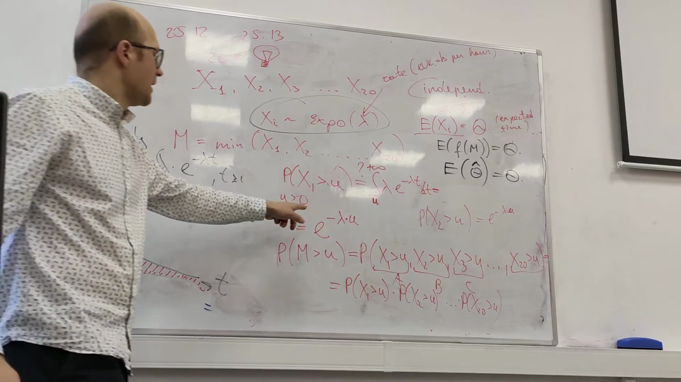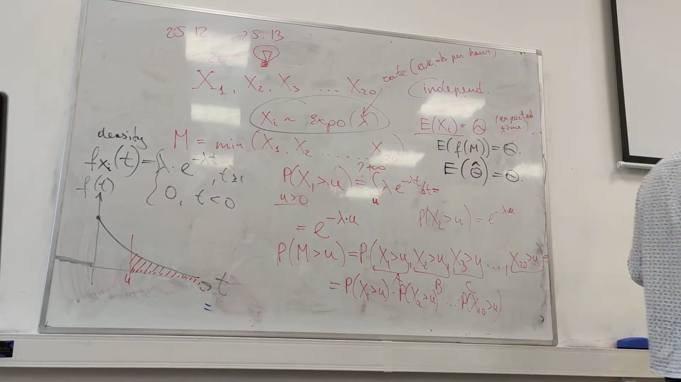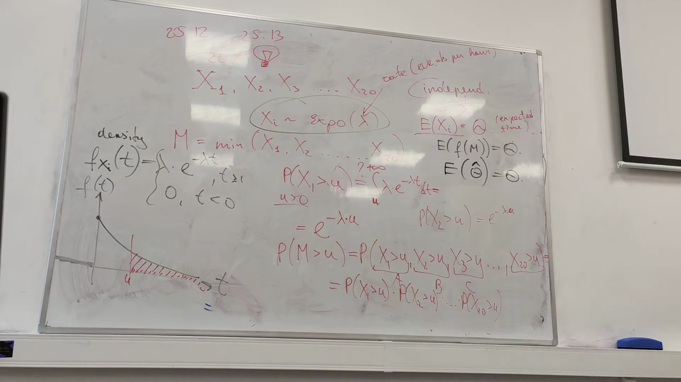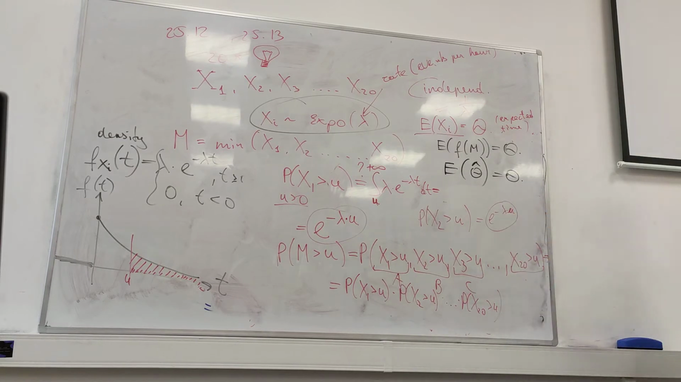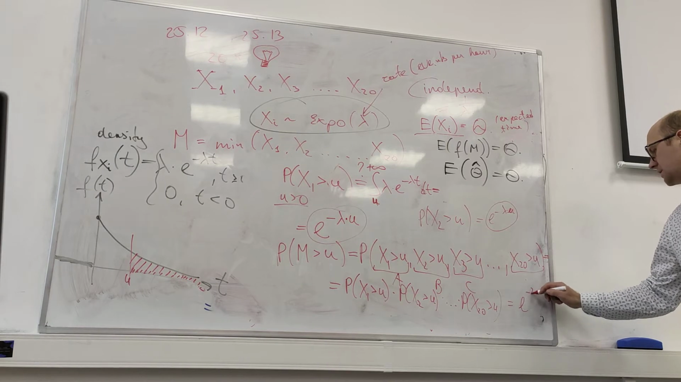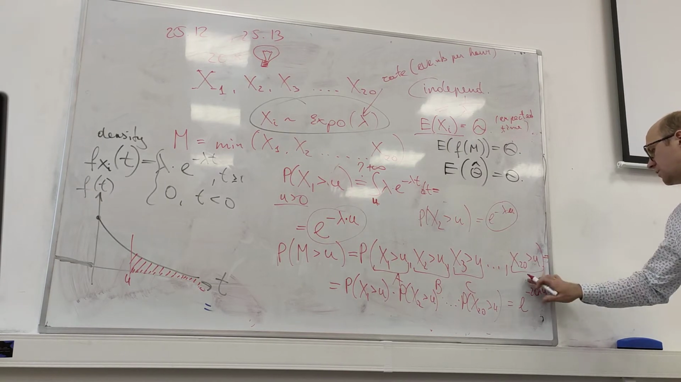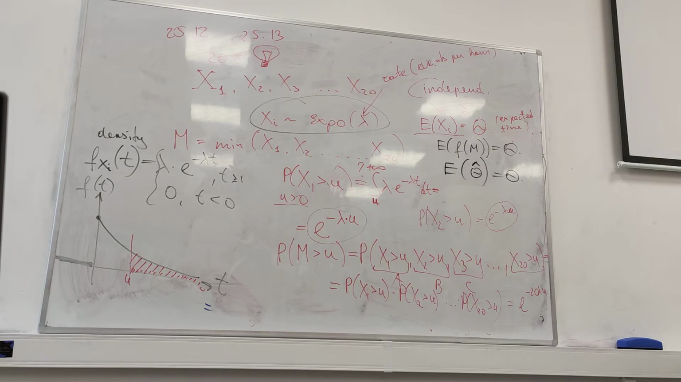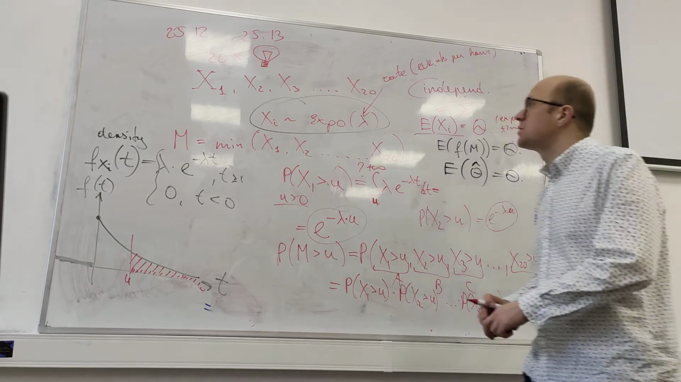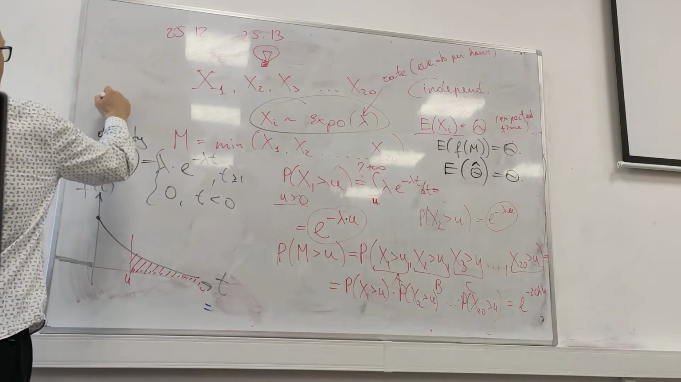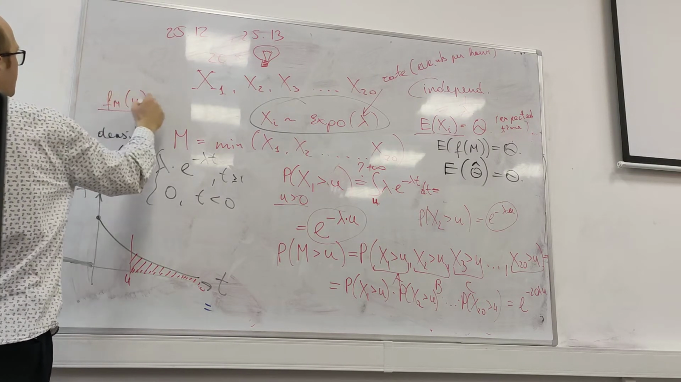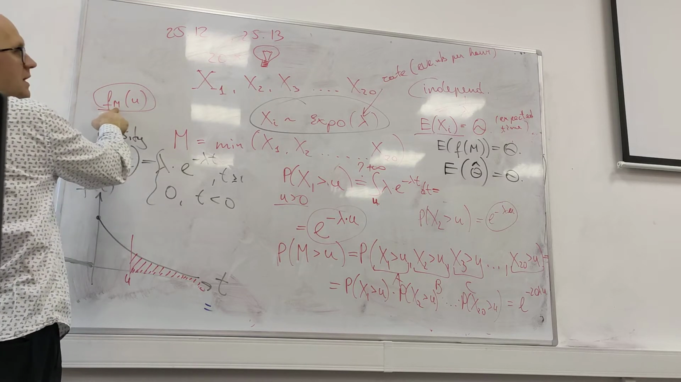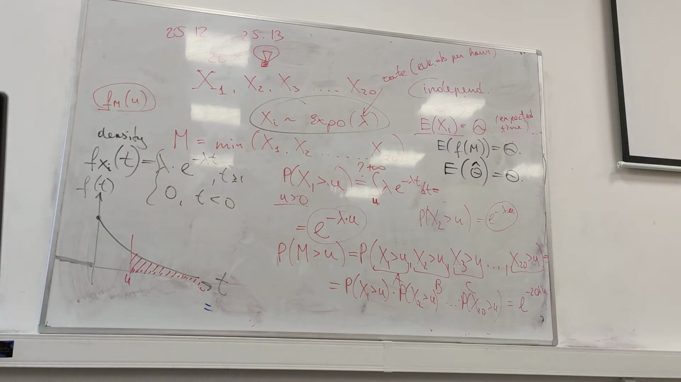If I multiply 20 such terms, what shall I obtain? I will obtain exponent minus 20 lambda u. Now, my goal is to find, do you remember, f_m of u? The density function for the random variable m, not for x1, but for m.